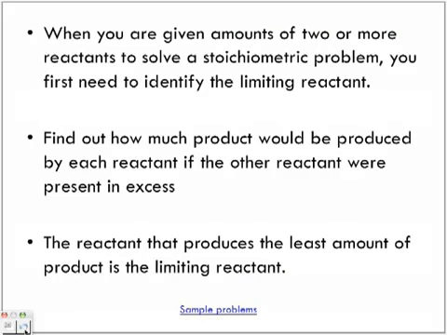When you're given amounts of 2 or more reactants to solve a stoichiometric problem, you first need to identify the limiting reactant. Find out how much product would be produced by each reactant if the other reactant were present in excess. The reactant that produces the least amount of product is the limiting reactant, as we've talked about just a second ago. So we're going to look at similar stoichiometric problems to those we looked at last class, but now we're going to actually try to figure out which one is going to run out first, and which one's going to be still left over with this reaction.